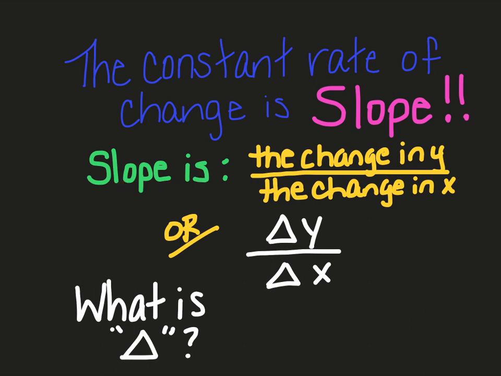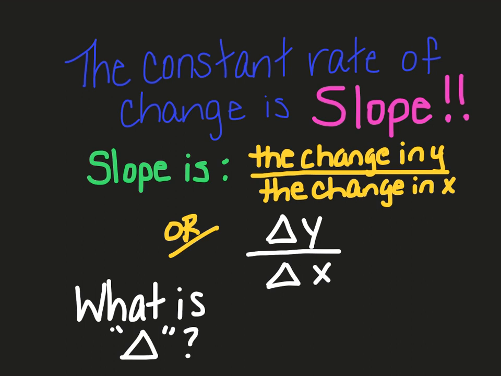But slope basically is the change in y, or the difference in y. Difference means to subtract, so don't forget that, over the change in x. So it's a ratio comparing the change in y to the change in x, or delta y over delta x.